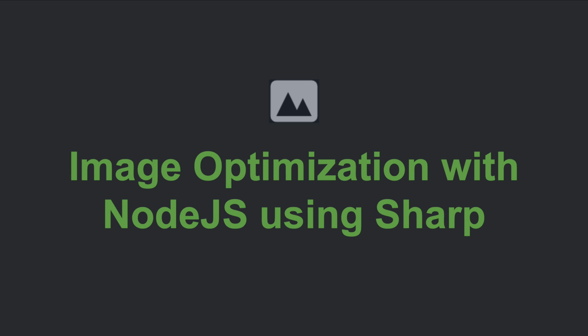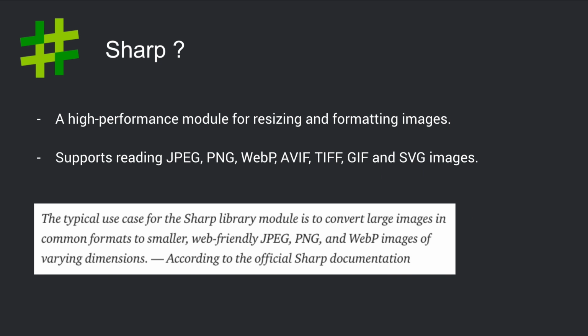If you don't know what Sharp is, Sharp is a high-performance module for resizing and formatting images. It supports image formats like JPEG, PNG, WebP, AVIF, TIFF, GIF, and SVG images. According to its documentation, the typical use case for the Sharp library module is to convert large images in common formats to smaller, web-friendly JPG, PNG, and WebP images of varying dimensions.